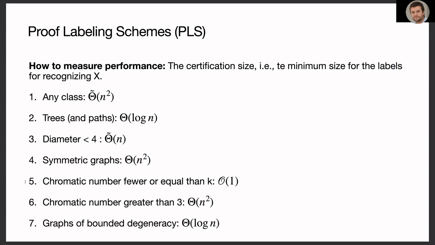Another obvious example is, for example, chromatic number at most k. It's easy. The nodes are given just the colors, and they check that the coloring is proper. But for example, checking that the chromatic number is greater than 3 is quite hard. They require essentially receiving all the adjacency matrix. And I mentioned graphs of bounded degeneracy also require log n certificates, and that's enough. This is just giving the decomposition order, right?